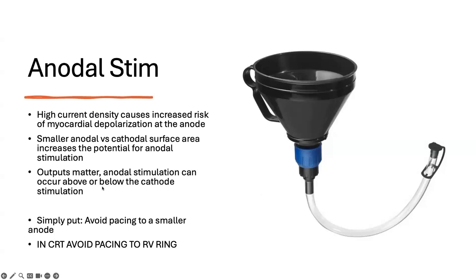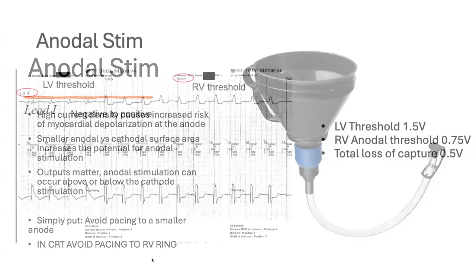Things to take into account is outputs. So if you have a higher output, you're more likely to see this. So sometimes you can even avoid this with pulse width. And then obviously simply avoiding pacing from a smaller anode will often prevent this from happening. And then in CRT pacing, we'll go over this later as well, but always avoid pacing to an RV ring if you can absolutely help it. So I wanted to show you this example.